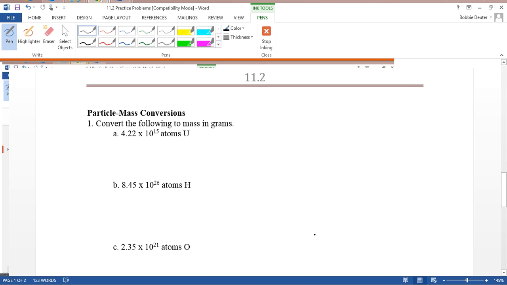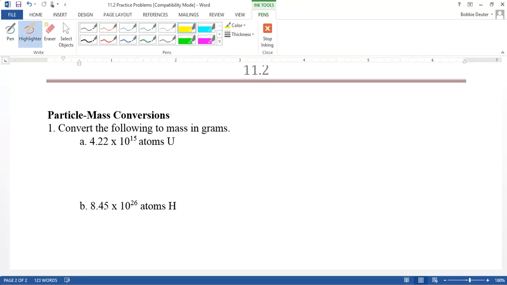Okay, so part 2 of your assignment is going to be converting a little bit from our particles that we did yesterday. Particles can be ions, formula units, or molecules, whatever those choose to be depending on what we have. Today we're using atoms. We're going to go from our atoms and convert that into grams. We have to do a couple steps.